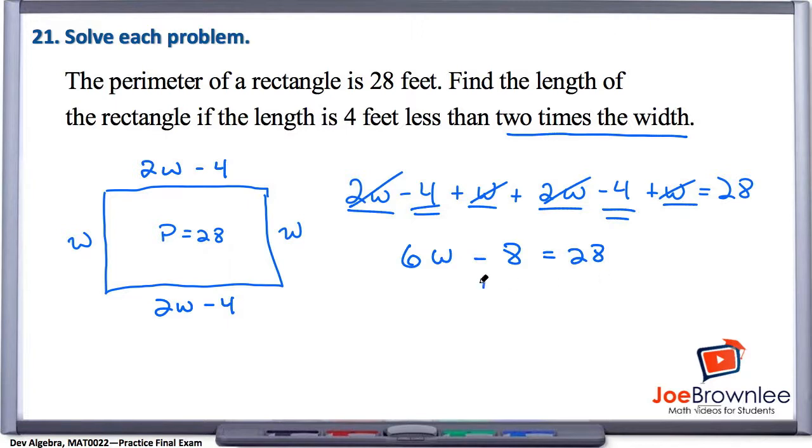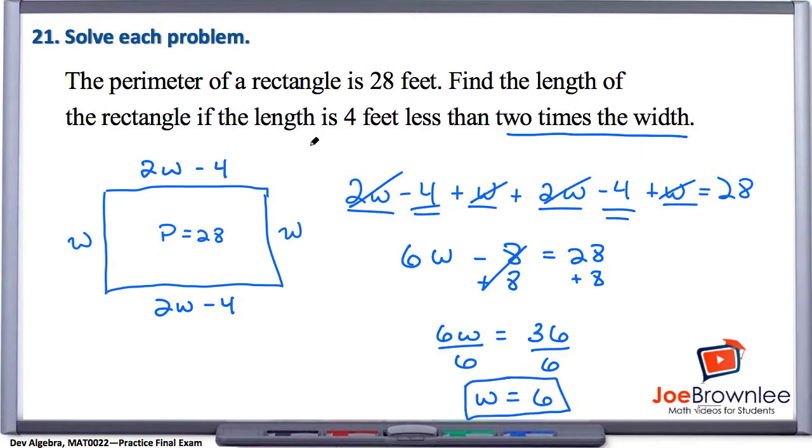All right, let's go ahead. We can add 8 to both sides. So we have 6W equals, and 28 plus 8 gives us 36. Lastly, we'll divide by 6 on both sides. And so we have W equals, well, 36 divided by 6 is 6. All right, so we know what the width is. The width, so just the side indicated by a single W, is 6. And we're dealing with feet, so our unit of measure is feet, so 6 feet.